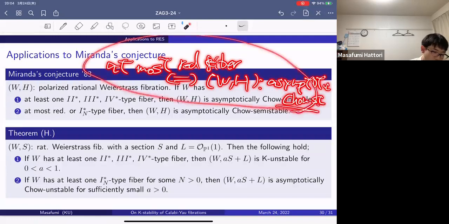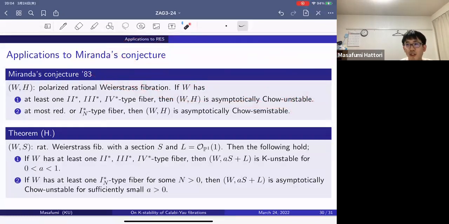For this conjecture, I have no idea about this. To prove GIT stability, we only have to check that for any one-parameter subgroup lambda, the weight is negative. But for the missing conjecture, we have to prove for any one-parameter subgroup that the weight is positive. So this is very difficult.